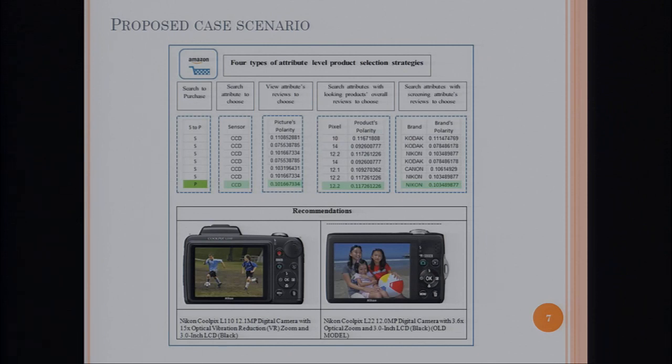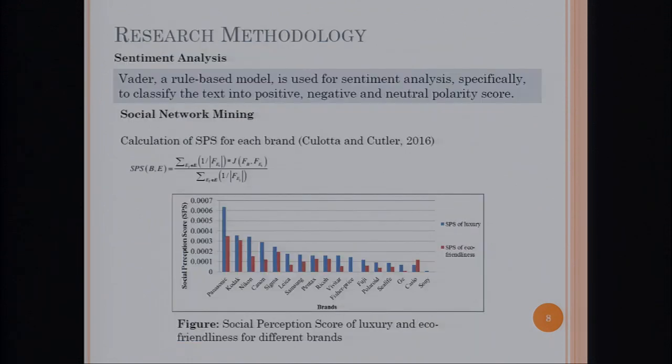And finally, in this model, they take this purchase attribute value and search which products are relevant to those attribute values, and found that these two products are relevant, like here 12.1 megapixel, here is 12.2, nearest to that. And after selecting those products, you can give recommendation or advertising to the customer. This is the methodology used.